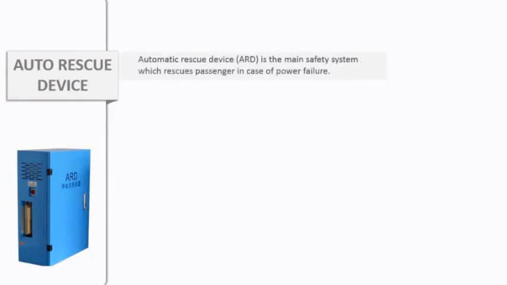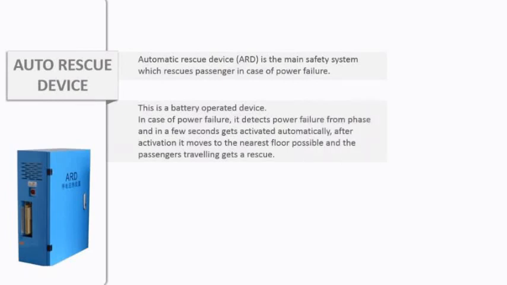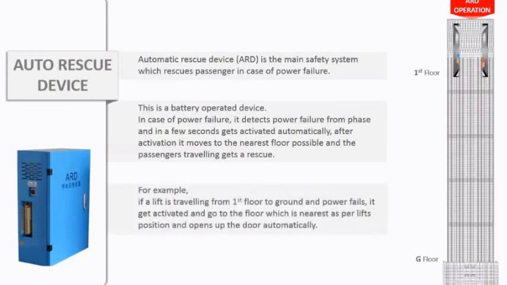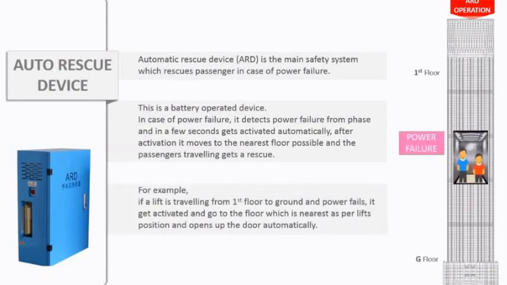This is a battery operated device. It detects the power failure and gets activated automatically. It rescues the passengers by landing them at the nearest possible floor. In the example you can see that the lift is traveling from the first floor to the ground floor. The power fails in the middle, so it is nearer to the ground. So it goes to the ground and opens the door automatically.